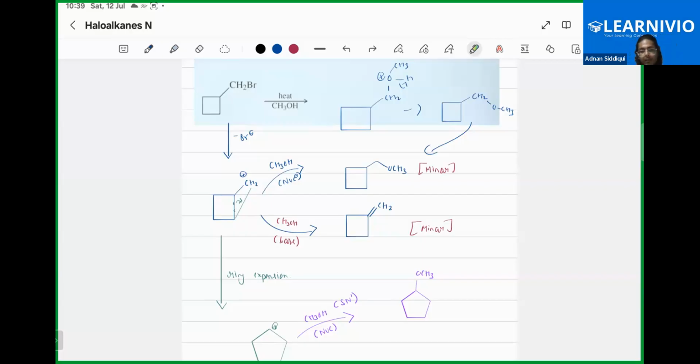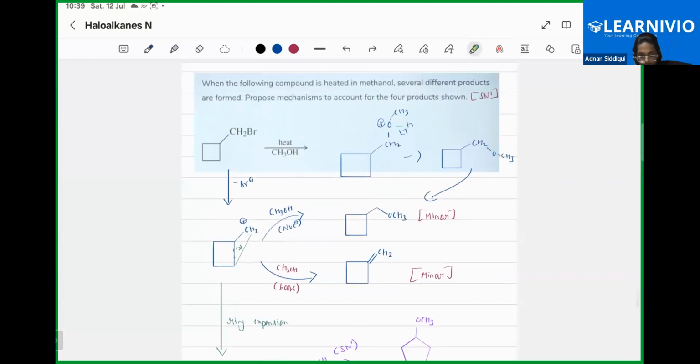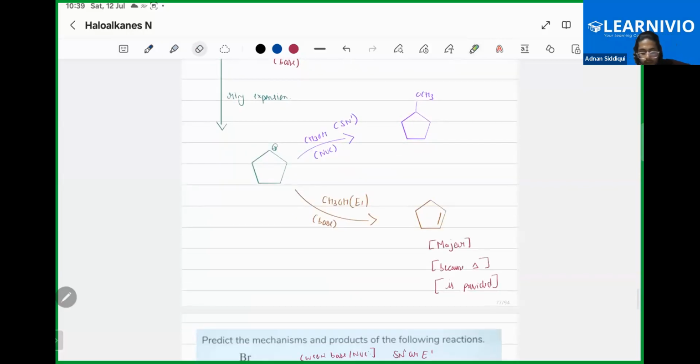Possibilities are like several. Can they be like equal, 50% and 50%? No. One of them is going to be always either major or minor.